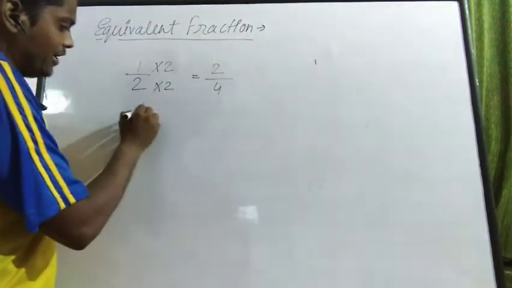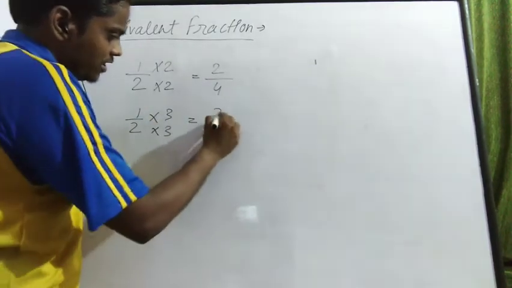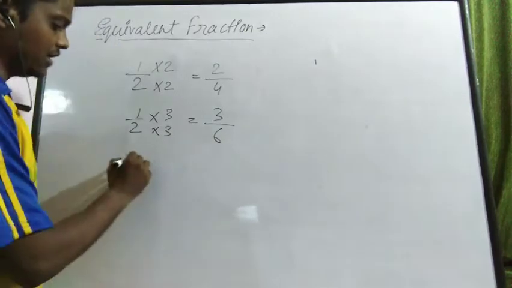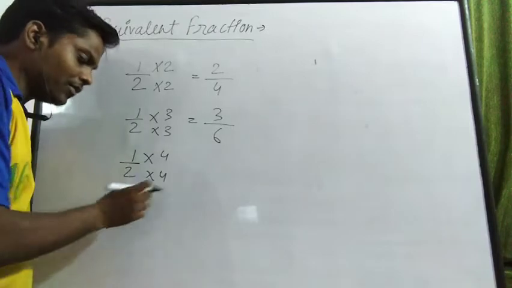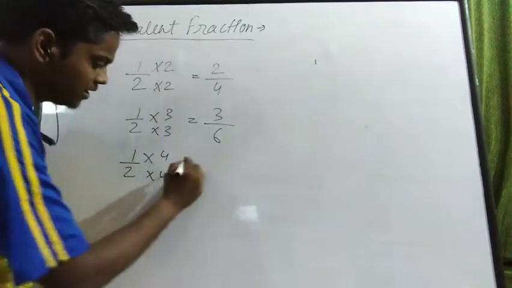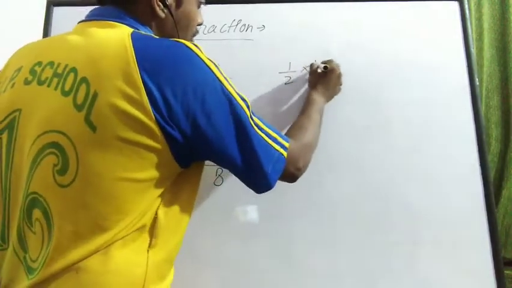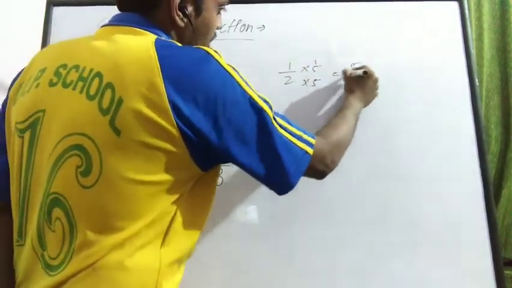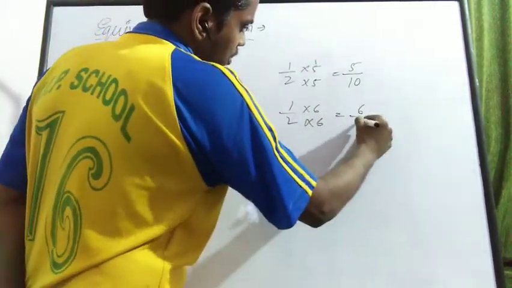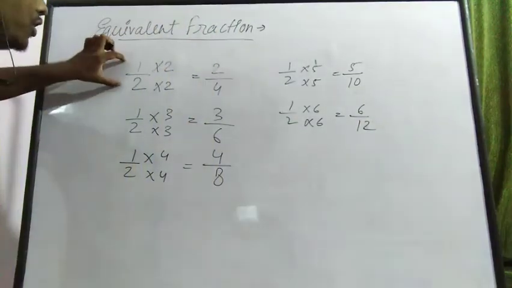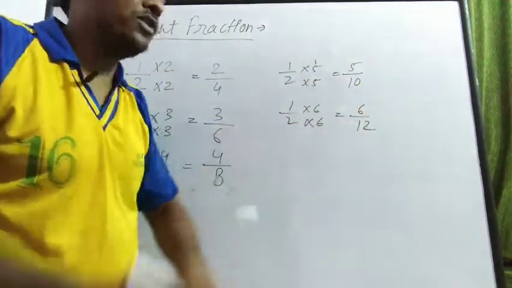Okay, again 1 upon 2 into 3 into 3, 3 1s are 3, 3 2s are 6. Again 1 upon 2 into 4 into 4. Same digit will be multiplied to the numerator as well as denominator, which is equal to 4 upon 8. Again 1 upon 2 into 5 into 5, which is equal to 5 upon 10. Again 1 upon 2 into 6 into 6, which is equal to 6 upon 12. So 1 upon 2, 2 upon 4, 3 upon 6, 4 upon 8, 5 upon 10, 6 upon 12.